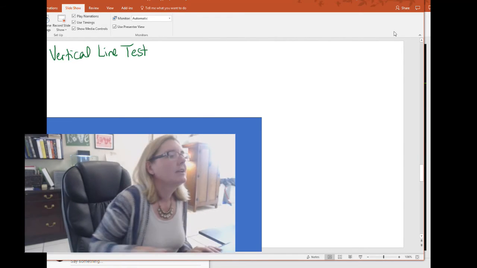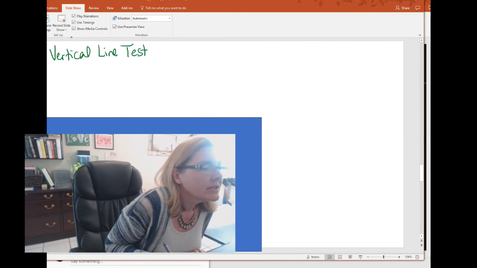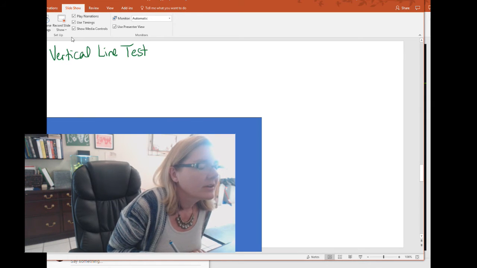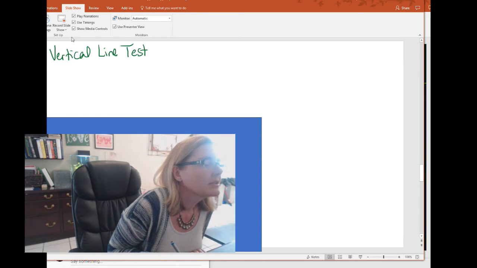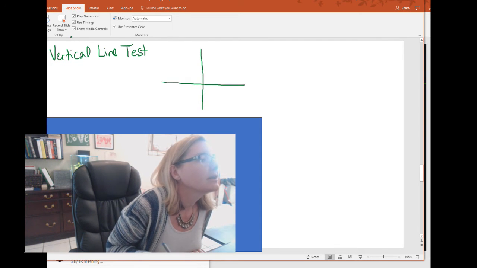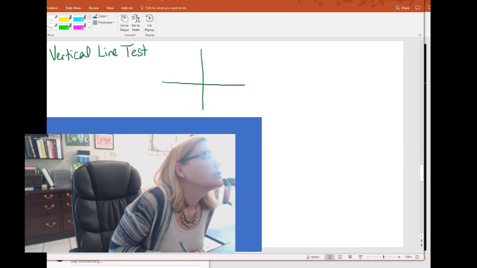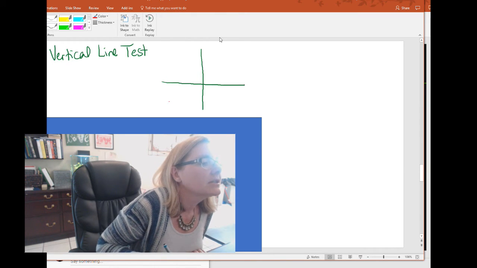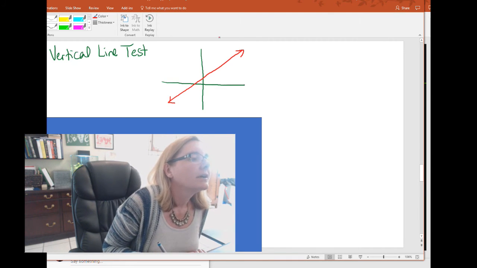Okay, sorry about that. All right, so let's look at a couple of graphs and determine if they're functions just by looking at the graphs. So, for example, I could have a graph that looks like just a straight line. Okay, so let's say my graph looks like this.